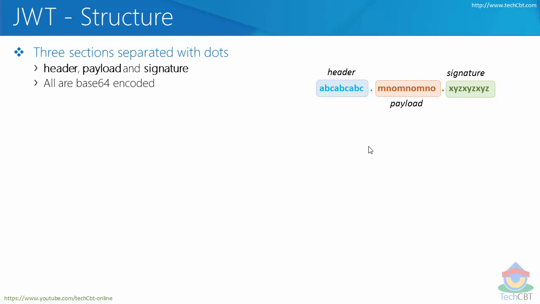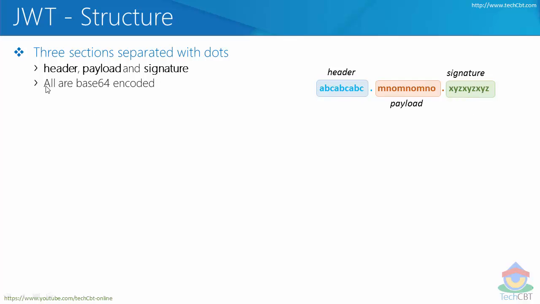Next, even though those dots separate the sections, each of those sections is named on its own. For example, the first section is called header, the second section is called payload, the third section is called signature. Each of those sections has its own significance.